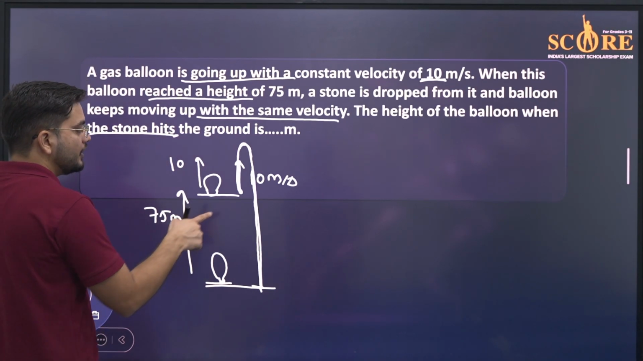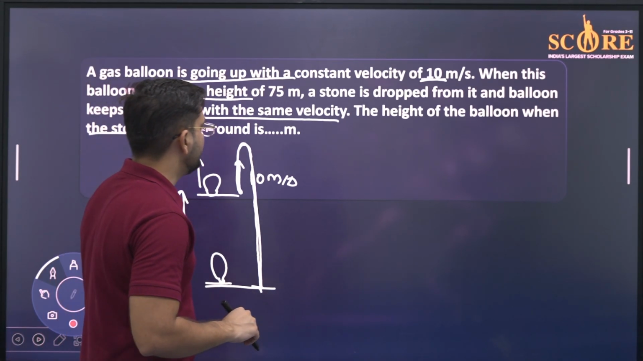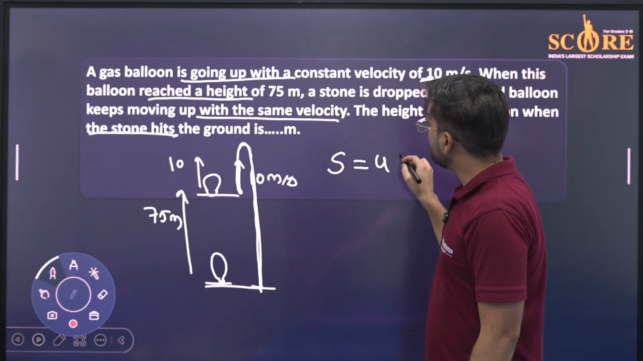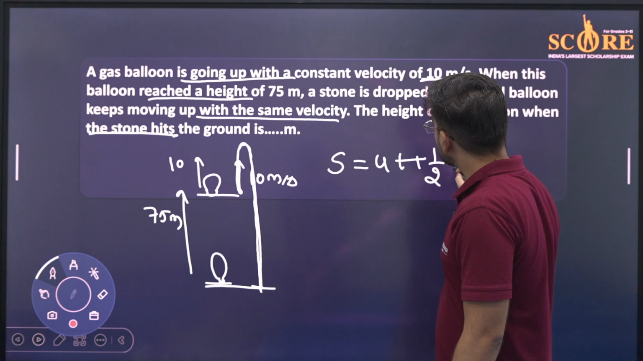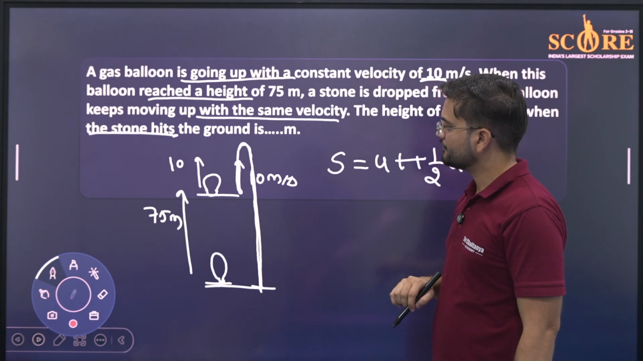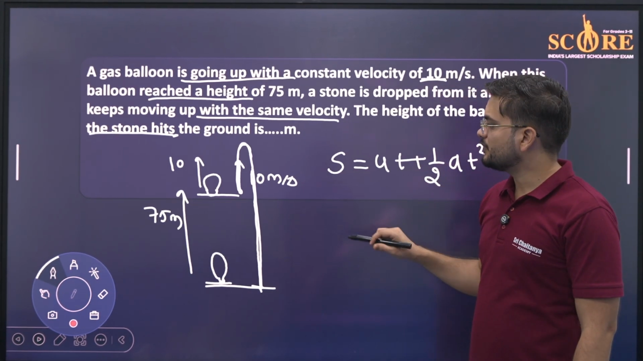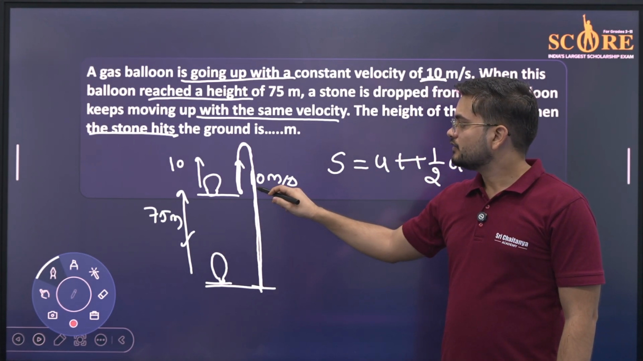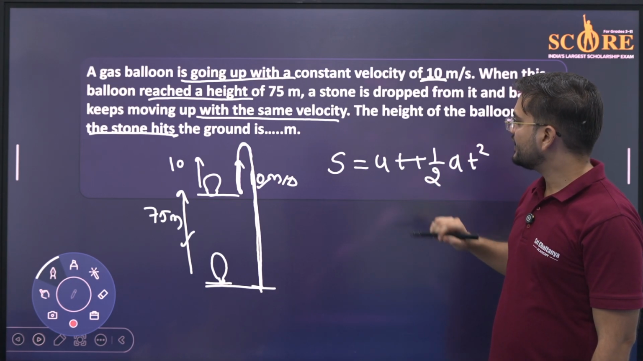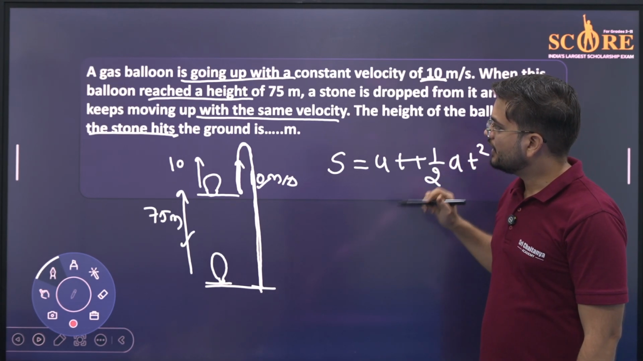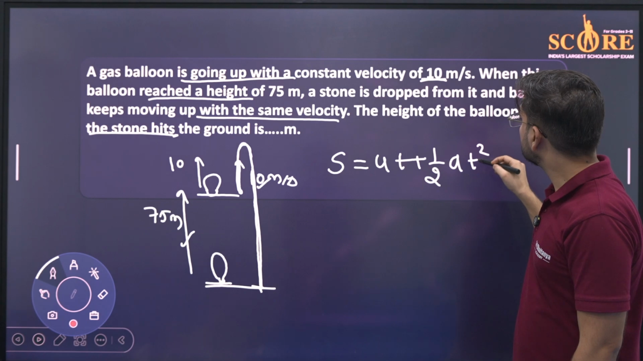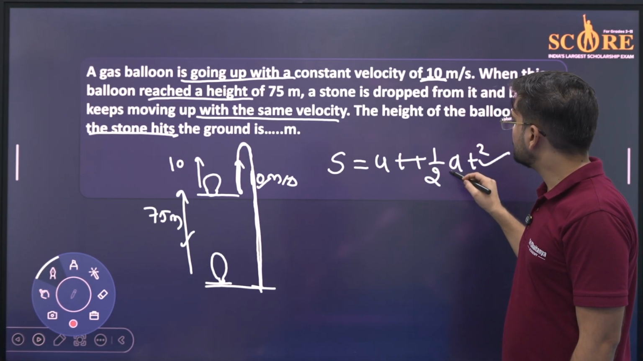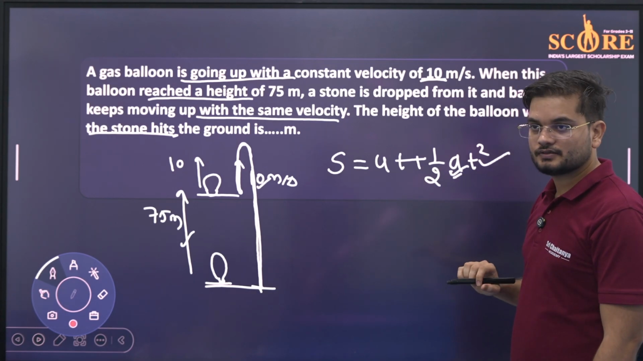For calculating the time, we will use the equation s is equal to ut plus half at square. Why will we use this equation? Because we have been given displacement, velocity, and we want time, and we have acceleration.